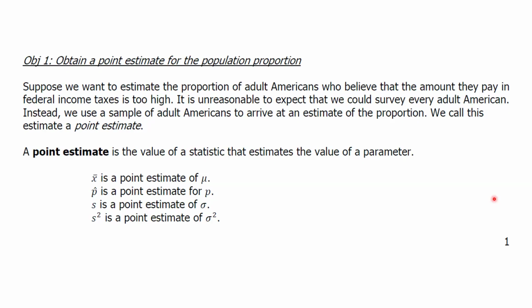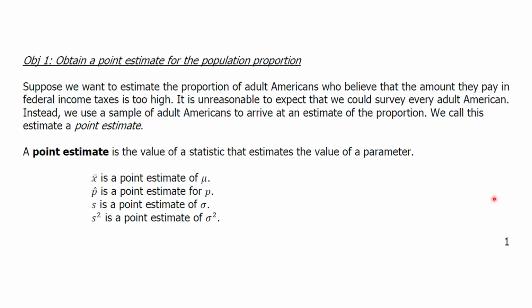It is unreasonable to expect that we could survey every adult American. Instead, we use a sample of adult Americans to arrive at an estimate of the proportion. We call this estimate a point estimate. So a point estimate is the value of a statistic that estimates the value of a parameter. It's our best single guess based on sample data.